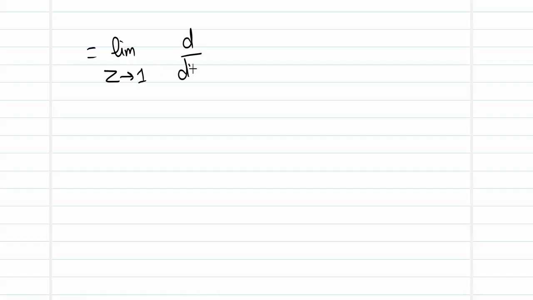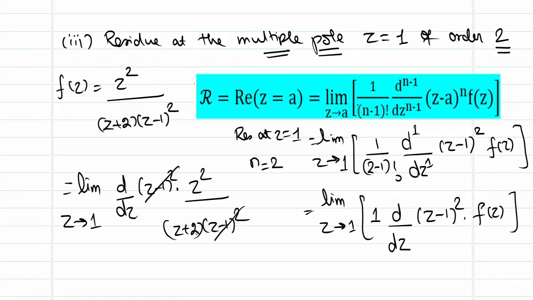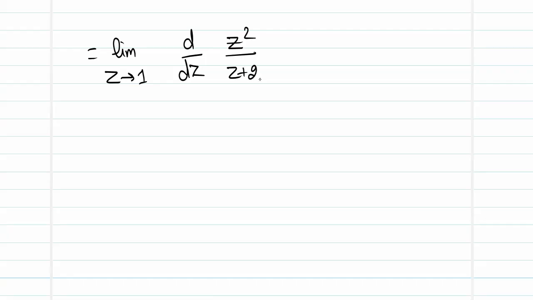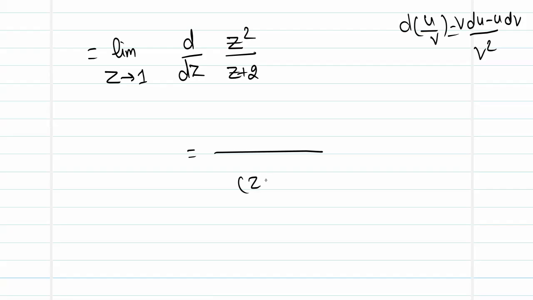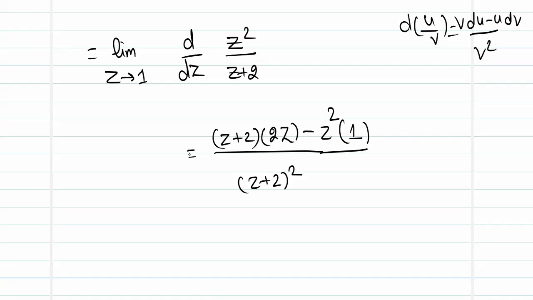The derivative has to be estimated. d by dz of z square by the quantity z plus 2 over here. So we will try to apply differentiation of u by v, which is (v du minus u dv) by v square. So this will be (z plus 2) the whole square. z plus 2 you keep it as such. Differentiation of z square is 2z; minus u, that is z square, you keep it as such; z plus 2 on differentiation is going to be equal to 1 plus 0. So this is going to be my derivative.